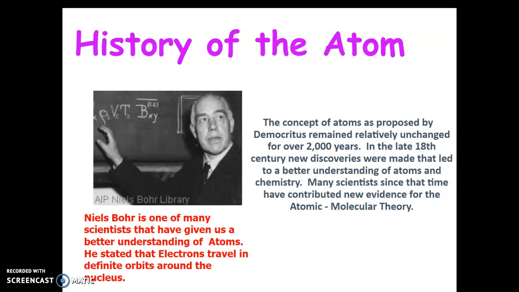This is Niels Bohr. He is one of the many scientists that has given us a better understanding of atoms. He stated that electrons travel in a definite orbit around the nucleus. So before, they weren't sure if it was in an orbit or if they just kind of floated on the outside. So he answered that question for us.